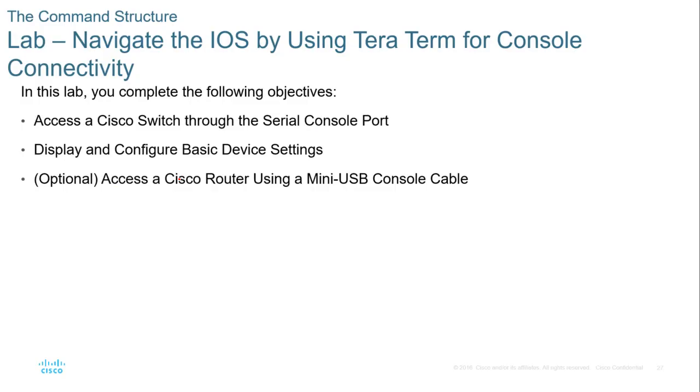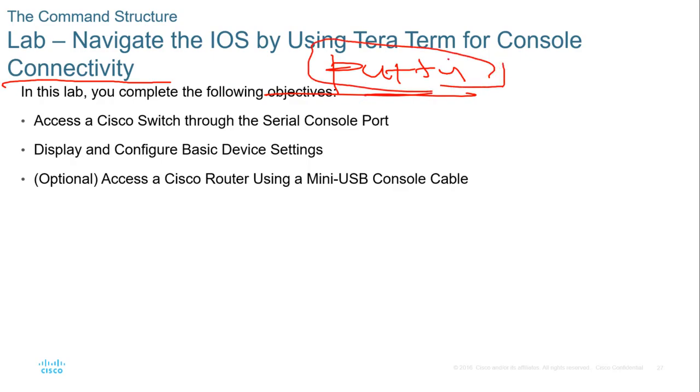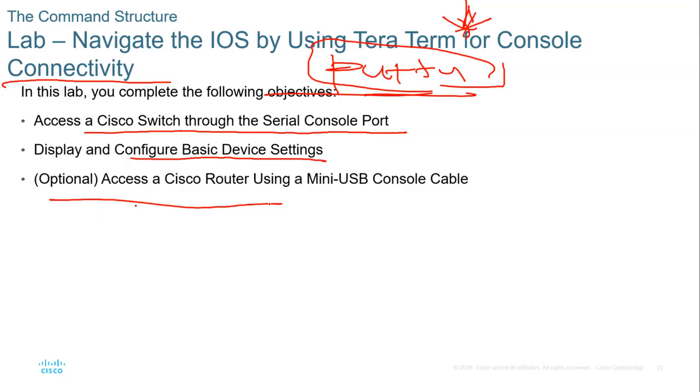Yeah. So here is how to navigate the iOS using TeraTerm for the console connectivity. When the time comes, we are going to use PuTTY instead of TeraTerm, but still, you can download it in your free time if you have somewhere to practice from. In this lab, access a Cisco switch through the serial console port, then display and configure basic device settings. And then we have the optional part where you can access a Cisco router using a mini USB console cable.